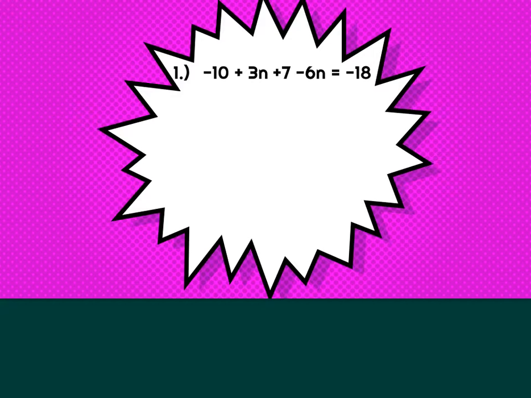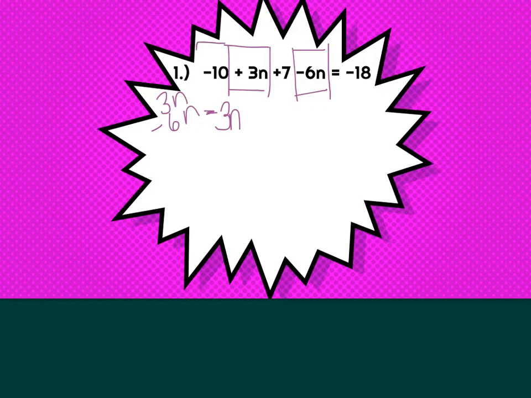You should have seen that you don't need to distribute, there are no parentheses, but you can combine like terms. You have a negative 10, a positive 3n, a positive 7, and a negative 6n that we worry about on this side of the equal sign. We can combine the positive 3n and the negative 6n. They're different signs, so we subtract, and that is 6 minus 3 equals 3. Keep our n, and 6 was the bigger number, so we keep the minus sign.